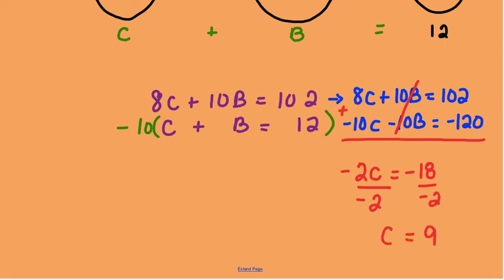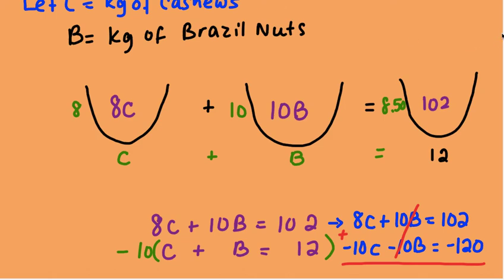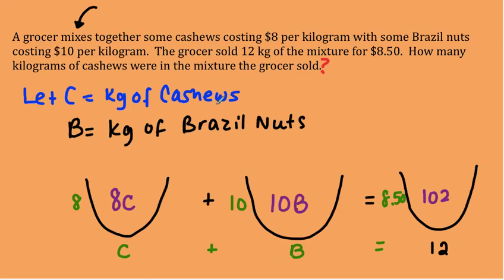And because I wrote my let statement way up here, and C represents the kilograms of cashews, now I'm ready to answer the question. So how many kilograms of cashews were in the mixture?